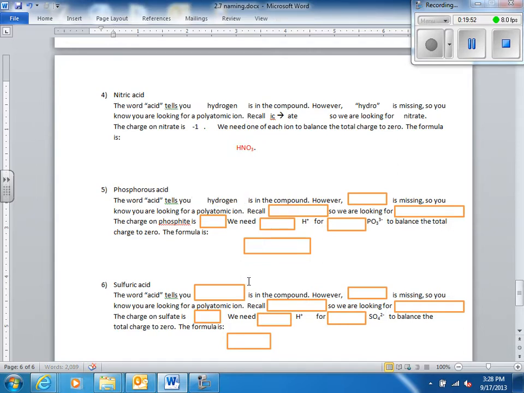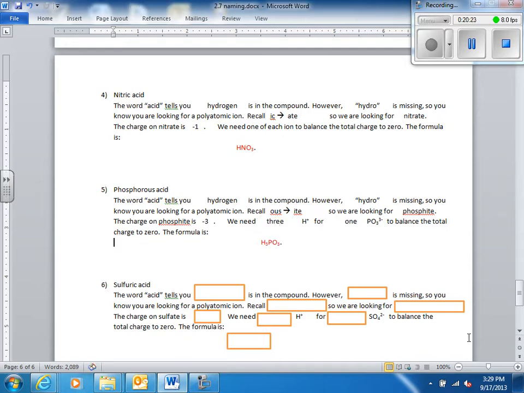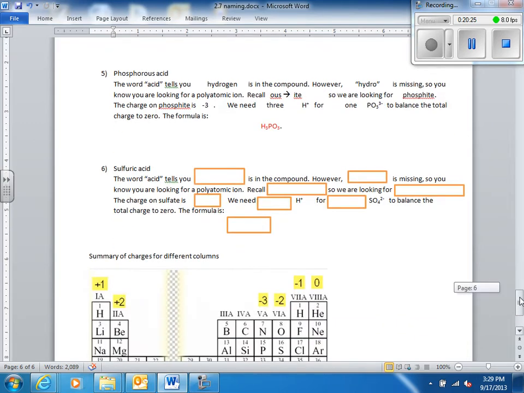Hydro's missing. Acid tells you you have hydrogen. Hydro is missing. So you're looking for a polyatomic ion. Look it up. Now, this time we have ous. What does ous become? Ite. So we are looking for phosphite. And the charge on phosphite is, you should have looked this up by now, -3. We need to make this add to 0. +1 and -3. How many H's? We need 3 H's for 1 phosphite. And the formula becomes H3PO3.